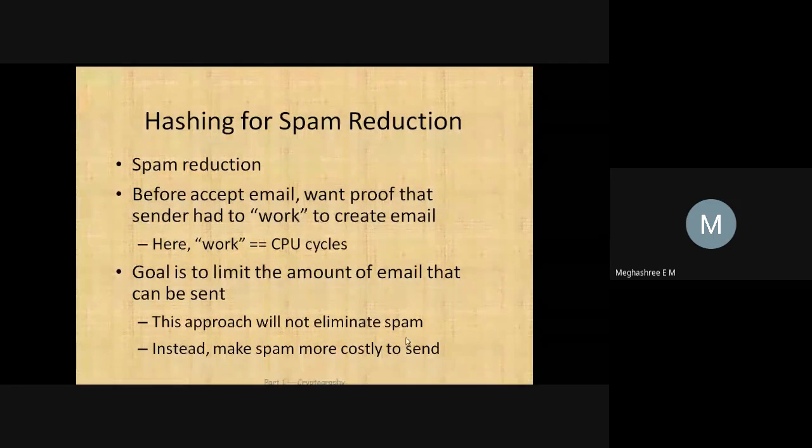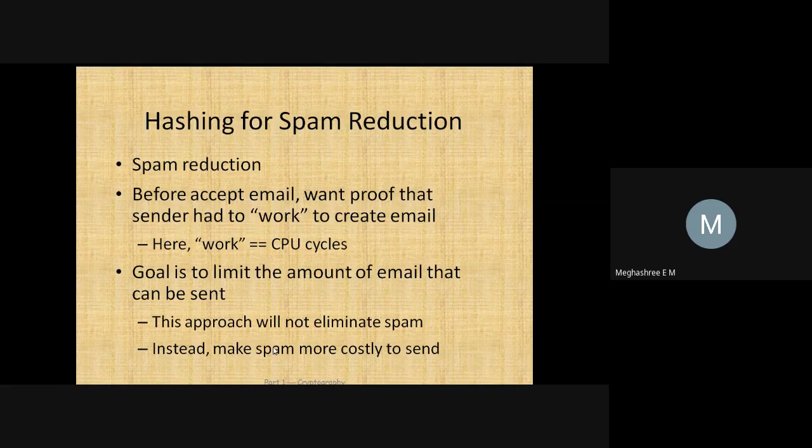How does it limit the amount of email that can be sent? Because if more CPU cycles are used, obviously it costs the person who is creating the mail a lot to create such mails, right? So if a particular message needs to be sent to a million users, and it is costing him more, then obviously he'll limit himself in sending such mails, isn't it? But this will not eliminate the spam.